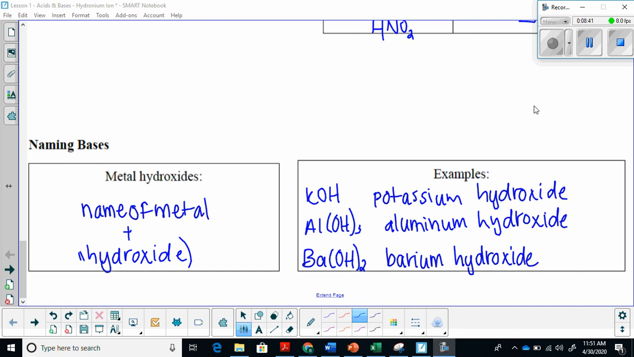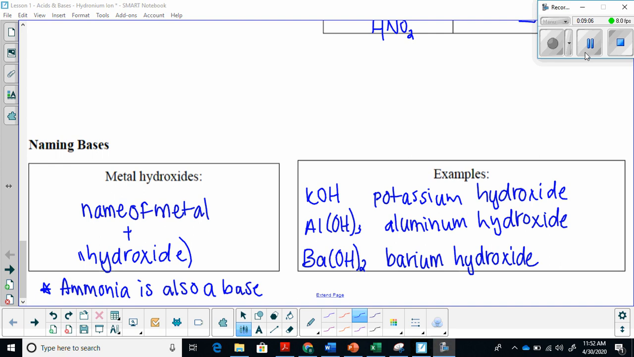One base that does not follow this rule will be ammonia. So ammonia is actually an acid, sorry, a base. So I'm just going to say that down here. Ammonia is also a base, just so that when you see it, you know that you're talking about a base.